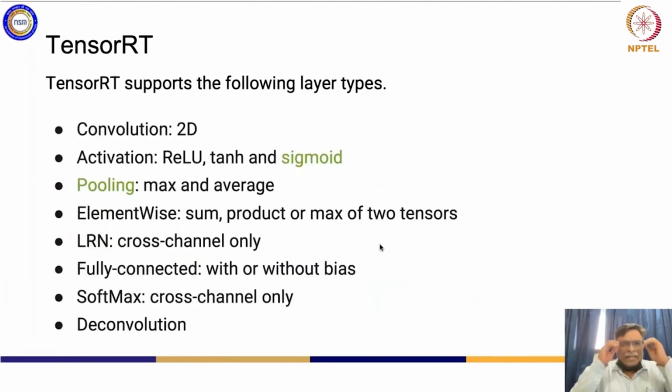Now today, we'll try to understand that when we are working with TensorRT, TensorRT supports the following layer types. What does it mean? It means if you are using convolution layers, activation layers which involve ReLU, tanh, sigmoid, pooling max and average, element-wise sum, product or max of two tensors, then LRN, fully connected with or without bias, softmax, deconvolution. All of these layers could be converted from TensorFlow or PyTorch to a TensorRT model. This is what it means.